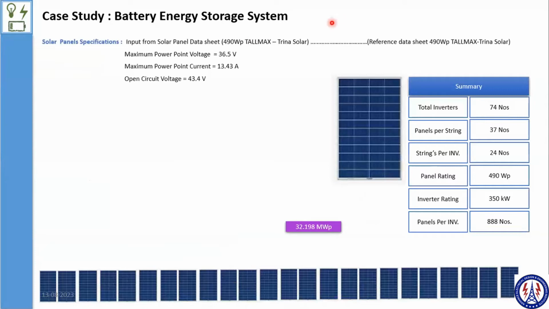Now, here I'm considering the panel. I'm taking the panel from Trina Solar, the 490 watt peak Tallmax Trina model. With respect to the data sheet, the maximum power point voltage is 36.5 volt, that is VMPP, and the maximum power point current is 13.43 amps, that is IMPP. The open circuit voltage is 43.4 volt. This is the input I considered from the data sheet.